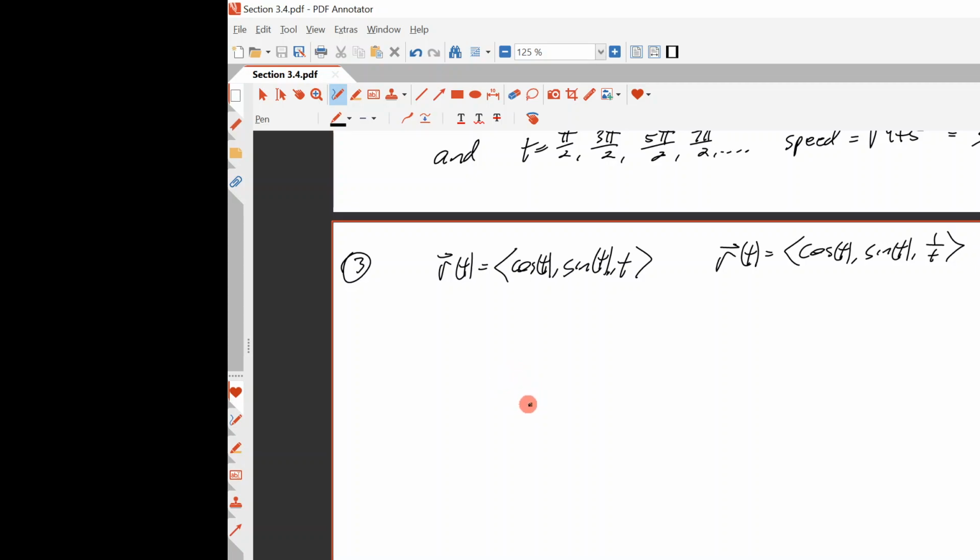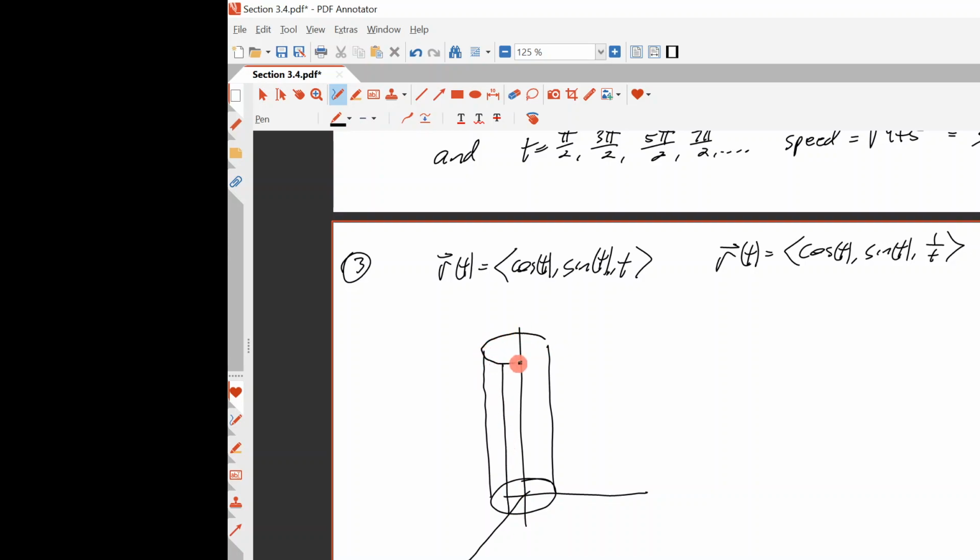So this represents two paths along the helix, which lives on the cone or cylinder of radius 1. Okay, let me copy that.